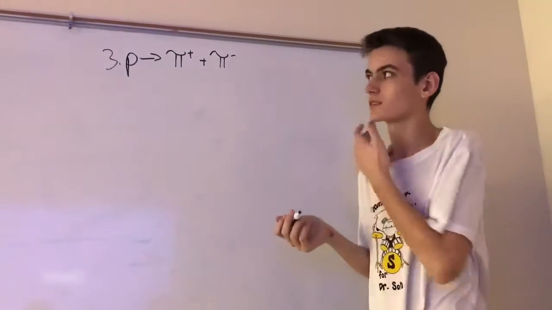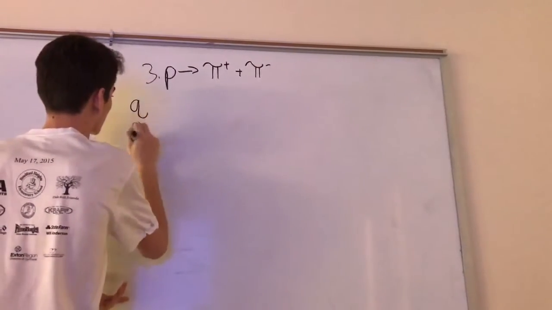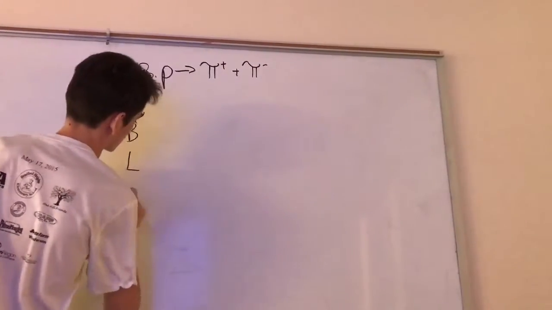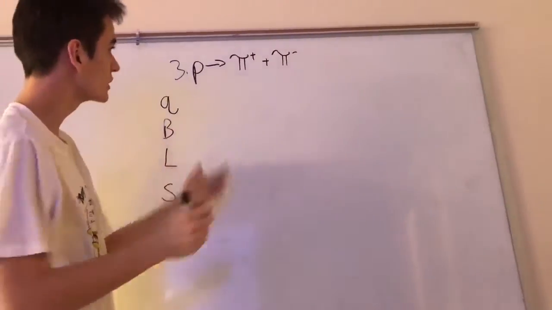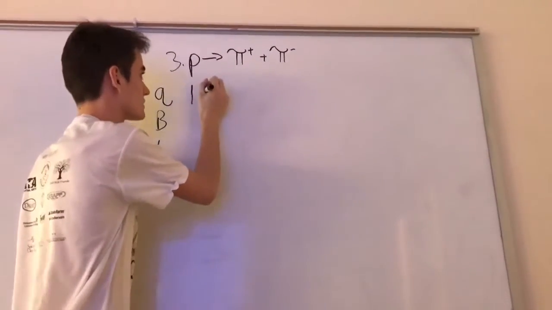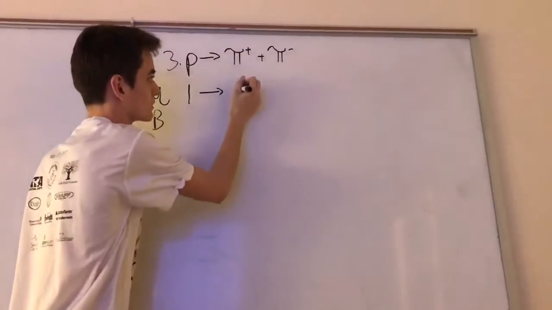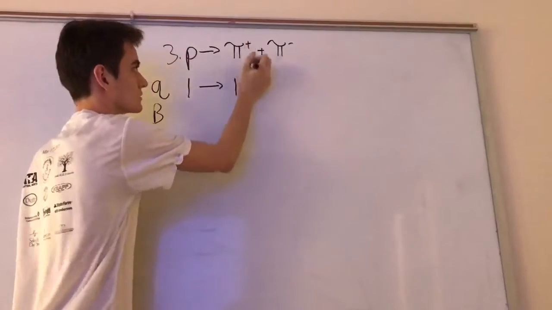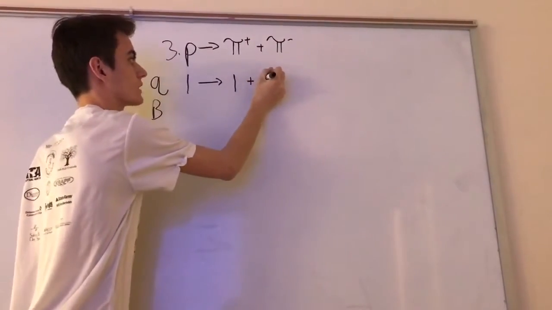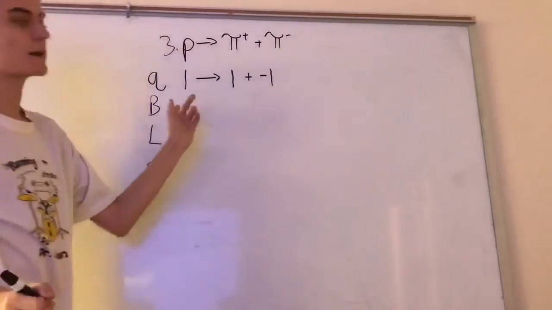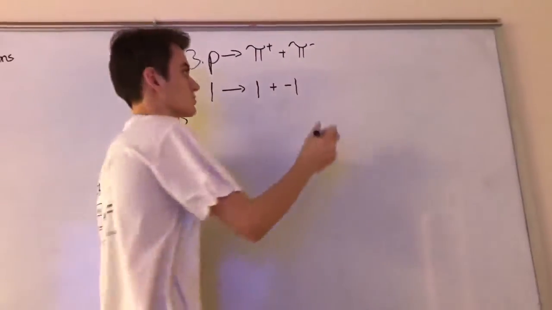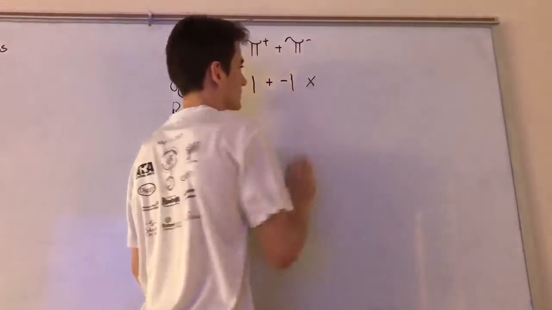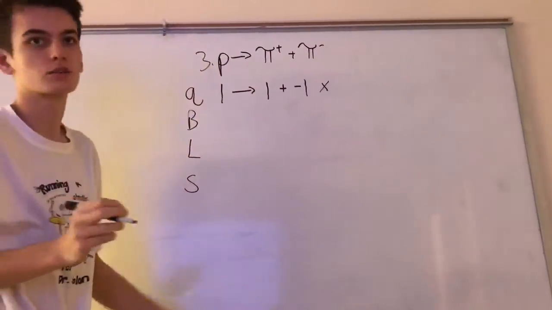Alright, so moving on to the third problem. Once again, we're going to look at our charge, our baryon number, our lepton number, and strangeness. So starting out with charge, we know that this is a proton, so that has a positive charge. Goes into a pion with a positive charge, plus a pion with a negative charge. So right off the bat, you know this equation does not work because of charge. But just for kicks, let's do the rest of it.